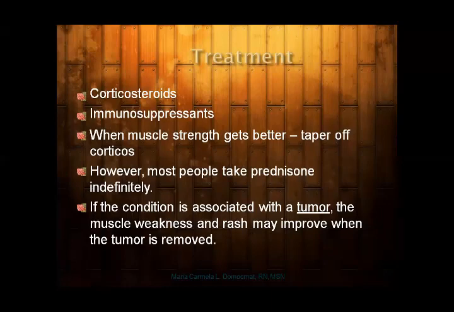If the condition is associated with a malignancy, an underlying tumor, that is as a part of paraneoplastic syndrome, dermatomyositis in an elderly patient usually has an underlying malignancy. So you should be very aware of dermatomyositis in elderly patients, who may have an underlying malignancy. So muscle weakness with the rash may improve when the tumor is removed. So this is another aspect of treatment.